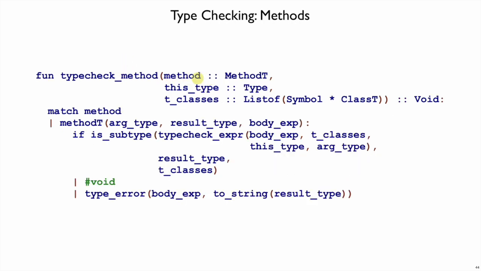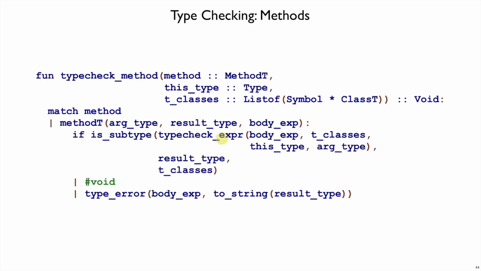Typecheck method takes that method declaration that we need to check, and mostly it's a matter of type checking the body expression. As we do that, typecheck expr again needs that expression. It needs the list of all classes so it can look at them, and it needs a type for this and a type for arg within the body. Now the type for this is determined by the class that this method exists in, so that was passed in, while the type for arg is declared with the method. So the method declaration has an arg type, and so we pass that in as the type for arg.